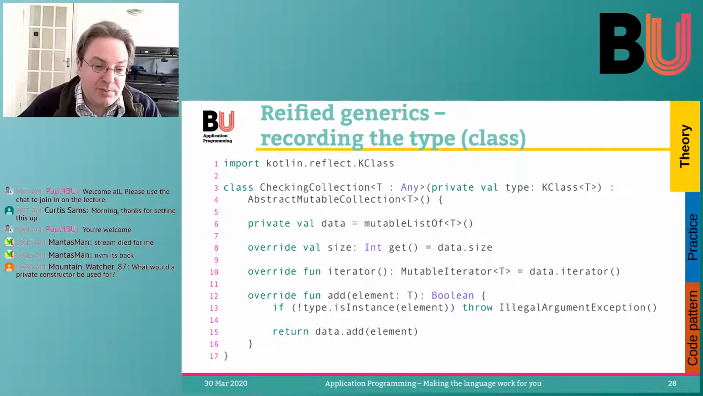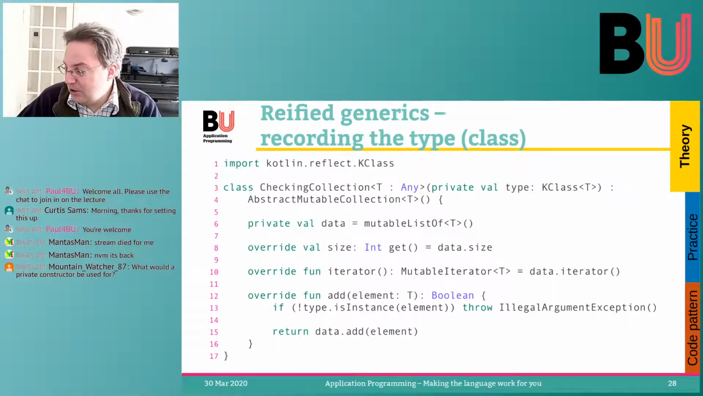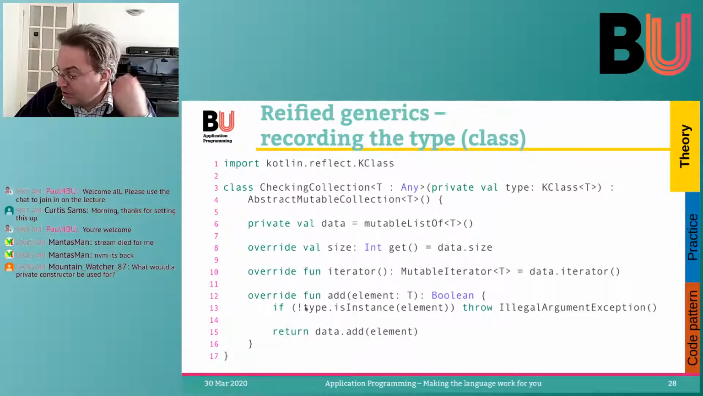So in this particular case, what we do is check whether this element is an instance of the type. And if that's not the case, we throw an IllegalArgumentException. And normally we just add the element to the delegate. So it's just a delegate pattern.